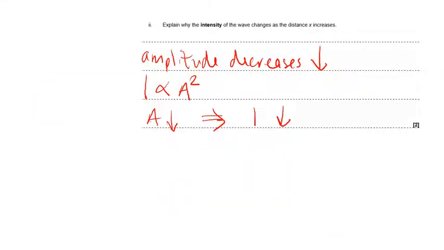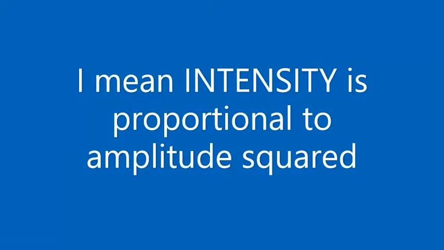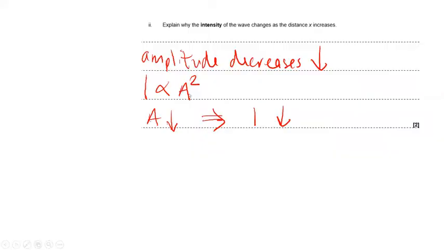Explain why the intensity of the wave changes as the distance x increases. So the amplitude decreases. If you use the equation, intensity is proportional to amplitude squared. When A goes down, that means I will go down.